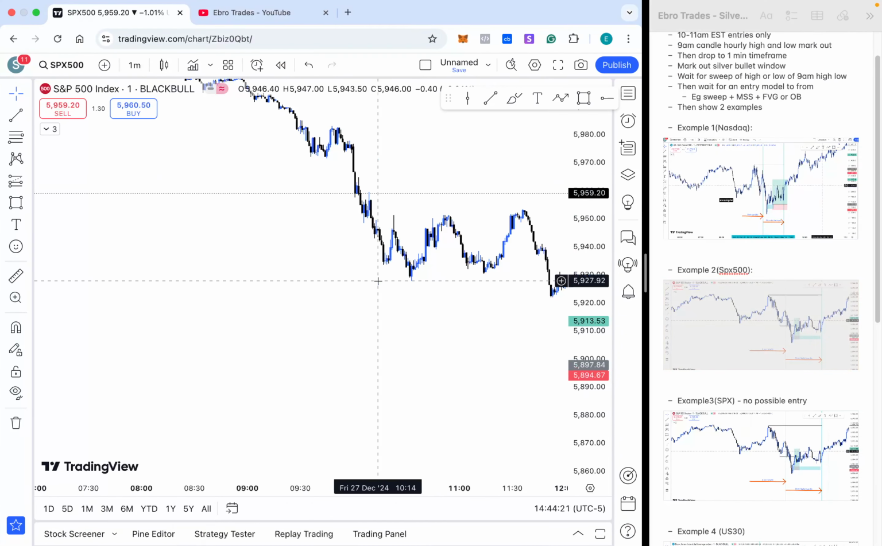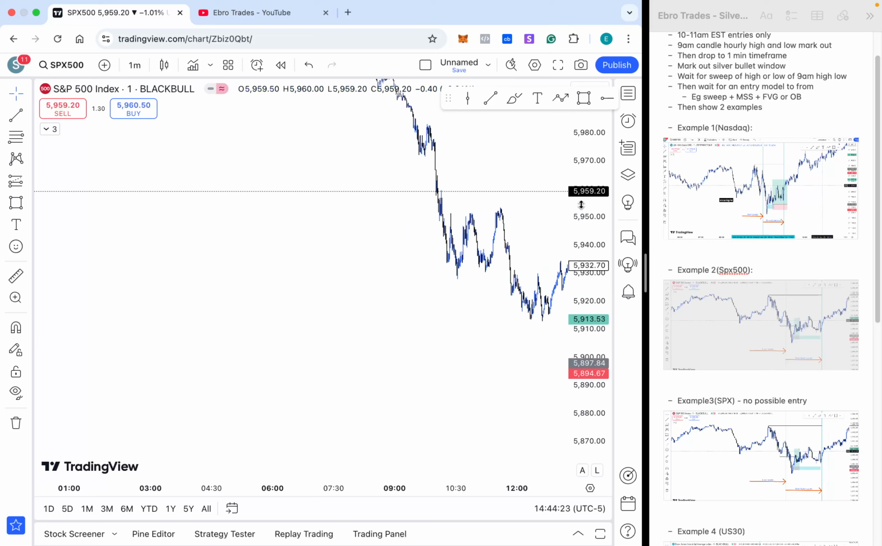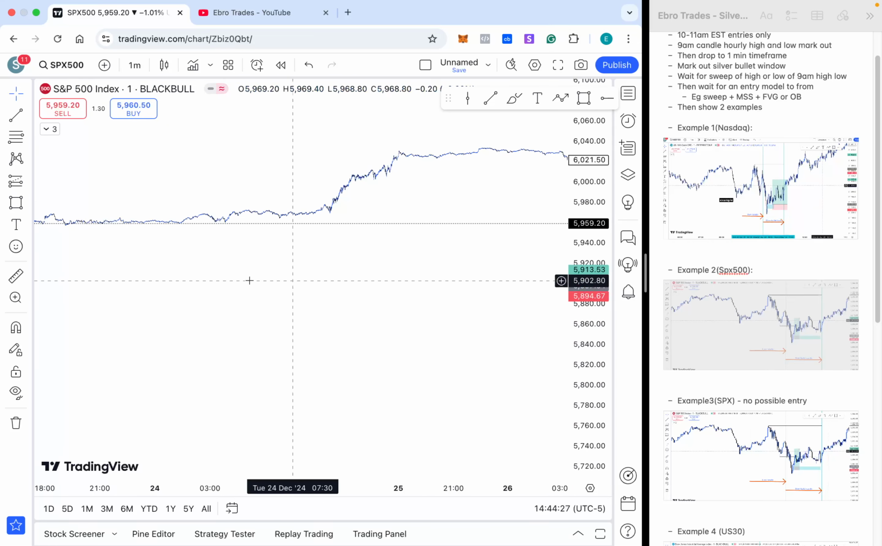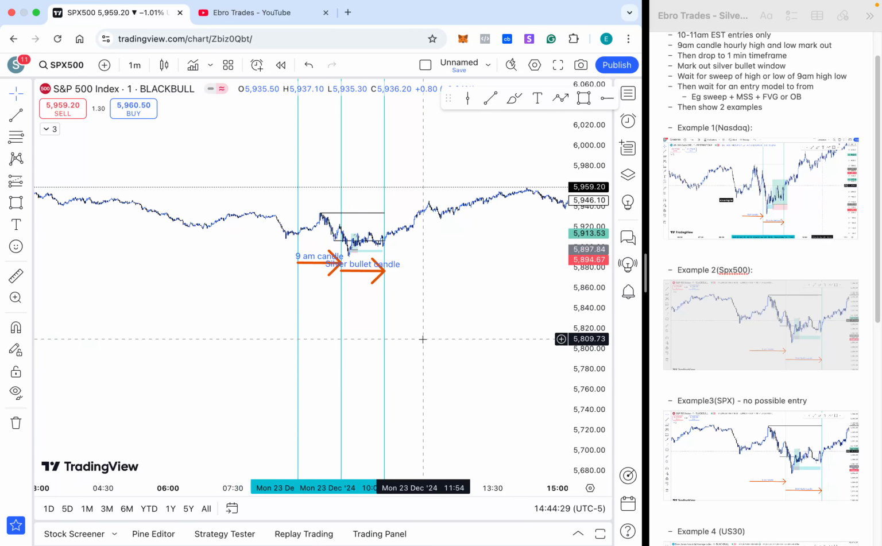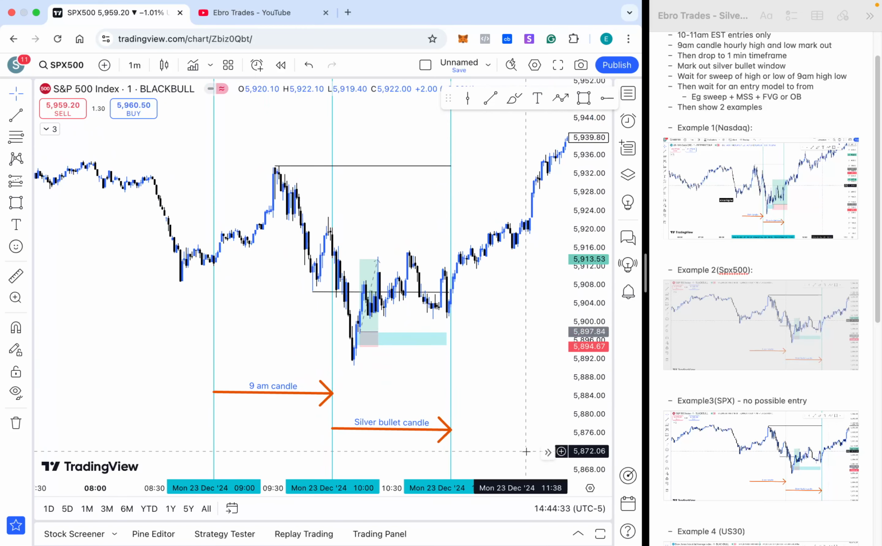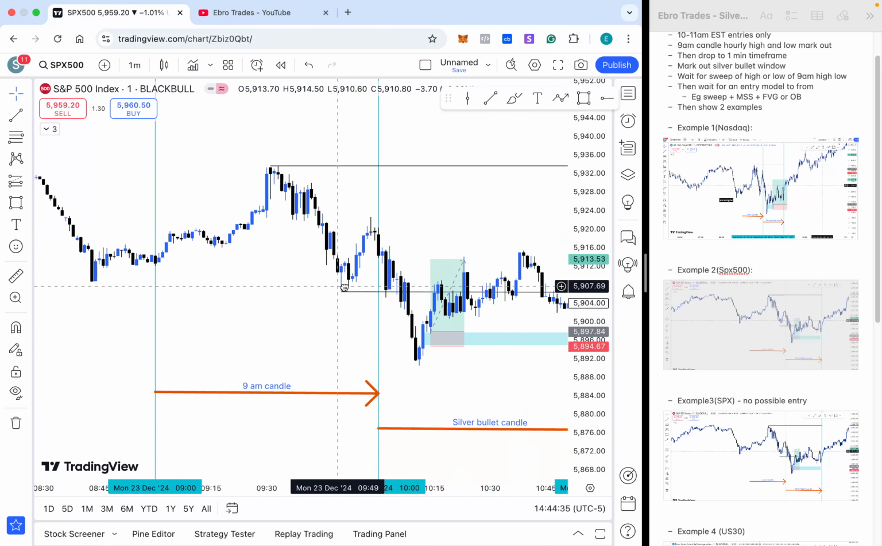And let's get into example 2. So example 2, this is the silver bullet on the SPX 500. Let's head over to this example. So the example presents itself just over here. Again, same thing, exact same thing.